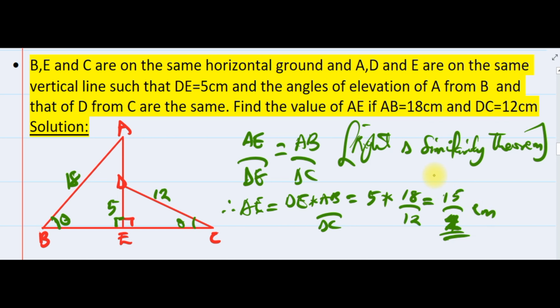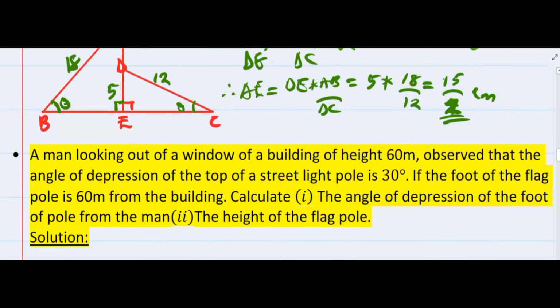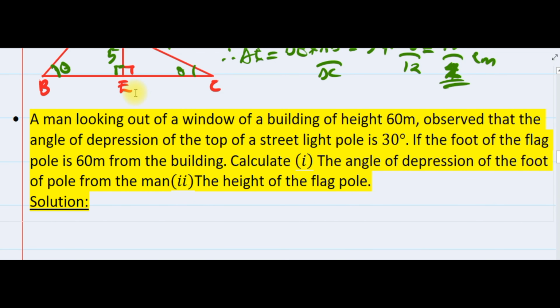So the next question says: if a man looking out of a window of a building of height 60 meters observes that the angle of depression of the top of the street light pole is 30 degrees, and the foot of the flagpole is 60 meters from the building, calculate (i) the angle of depression of the foot of the pole from the man, and (ii) the height of the flagpole.